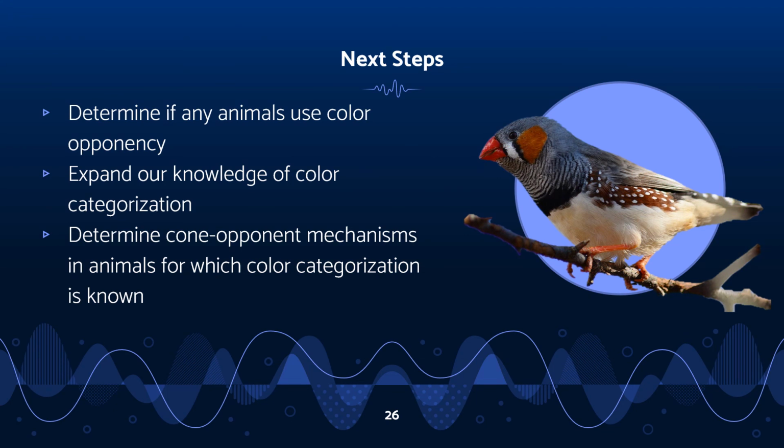So where do we go from here? If we want to determine if animals use color opponency, I recommend we expand our knowledge of color categorization in animals, and that we determine cone opponent mechanisms in animals for which color categorization is already known.